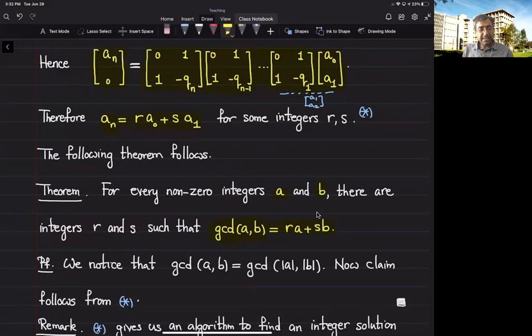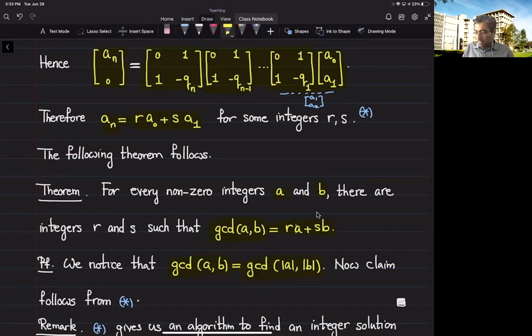We proved it when a and b are positive integers, because Euclid's algorithm, the way that we presented it, worked only for positive integers. Here I have to make sure that it is actually true for every integer, but that is rather easy because the greatest common divisor of a and b is the same as the greatest common divisor of the absolute value of a and the absolute value of b. And if a and b are non-zero integers, their absolute values are definitely positive, and therefore I am working with the greatest common divisor of two positive integers.